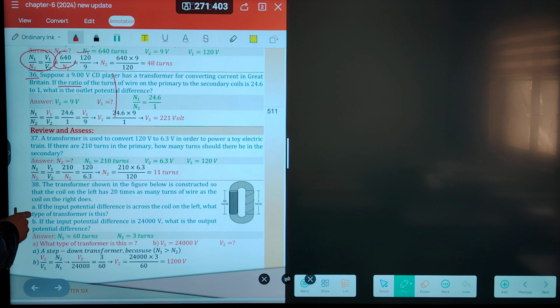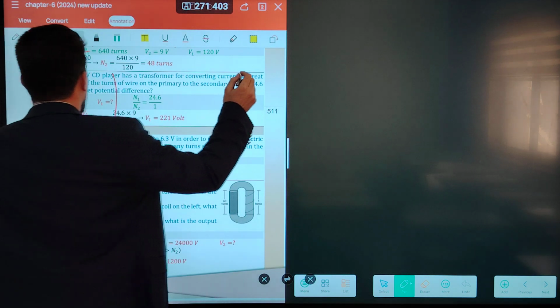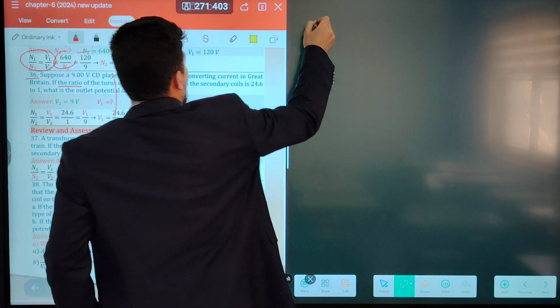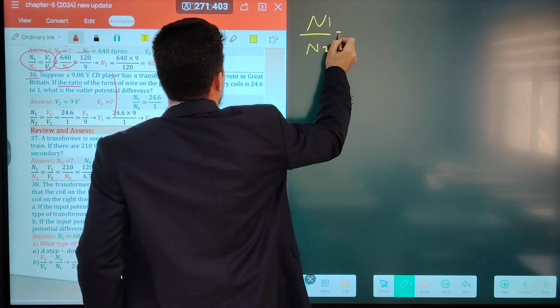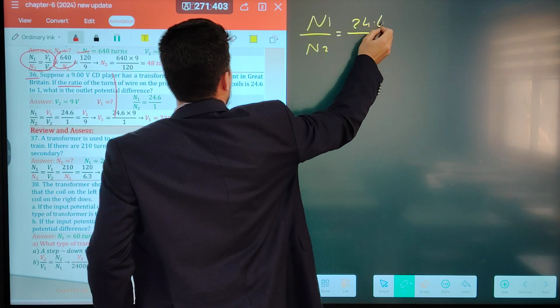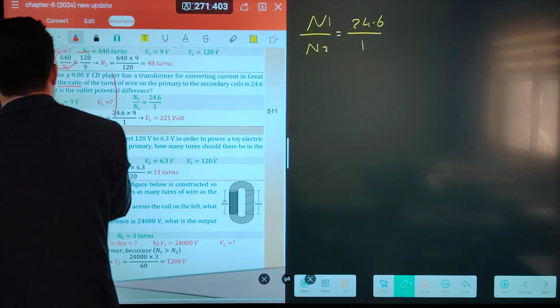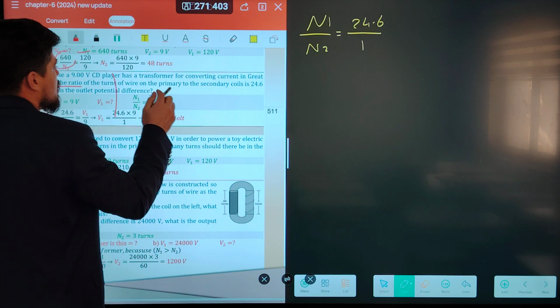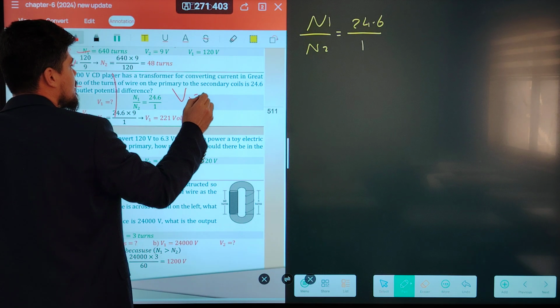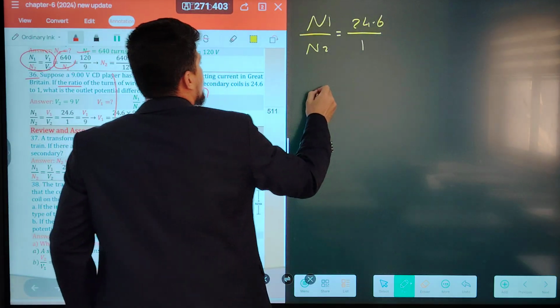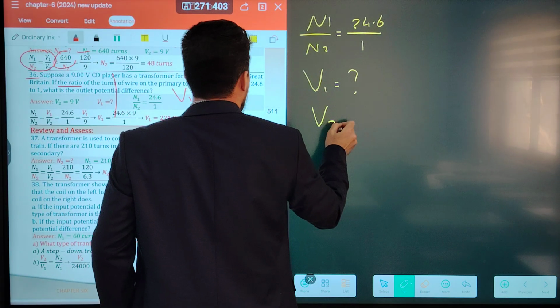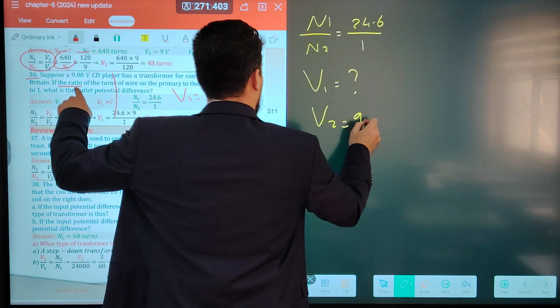If the ratio of the turns of the wire in the primary to the secondary, so N1 over N2, is given as 24.6 over 1, what is the outlet potential difference? Outlet potential difference means that V1 is unknown. V1 unknown. V2 is 9 volt.